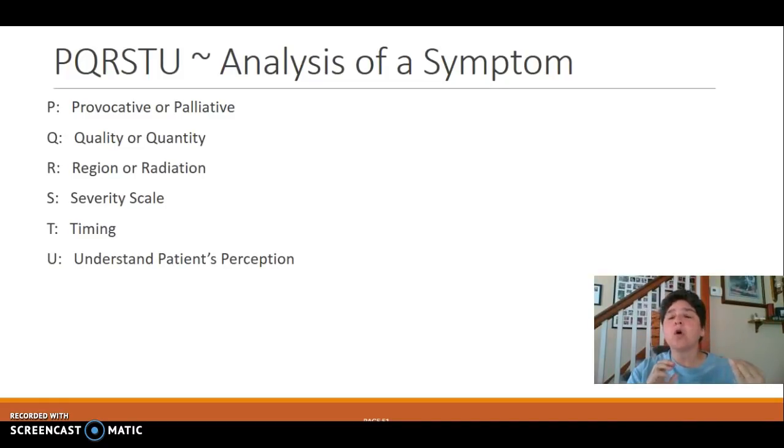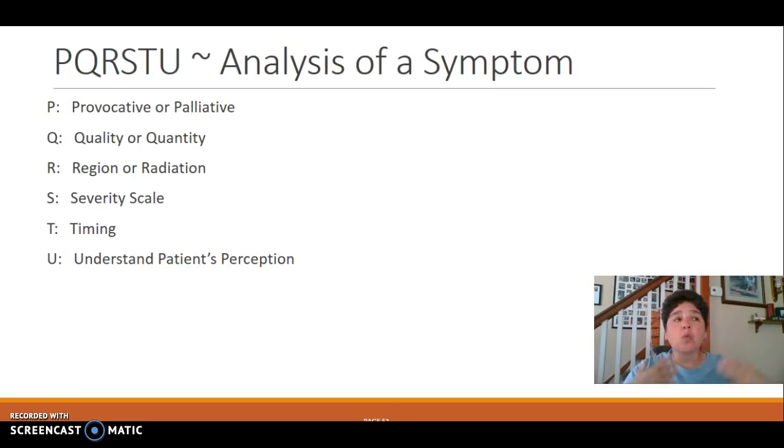What provokes it? What makes this symptom worse? What makes this symptom start? What are you doing? What is provoking this symptom? The quality or the quantity. How does it look? How does it feel? Tell me more about it. Give me a good description of it.